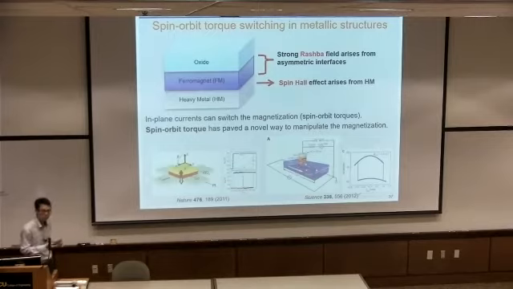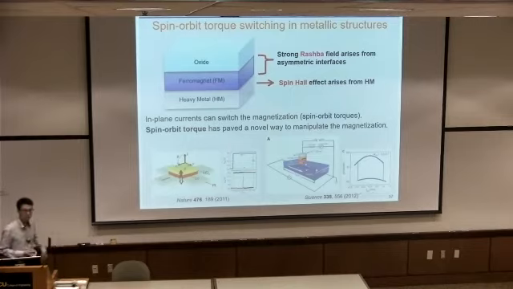So you don't need to have an external field. But obviously, for nowadays application, everything moved toward a perpendicular system. Hard disk first, then even MRAM is all now utilizing perpendicular magnetic anisotropy. So this geometry is preferred, but you need the external field.